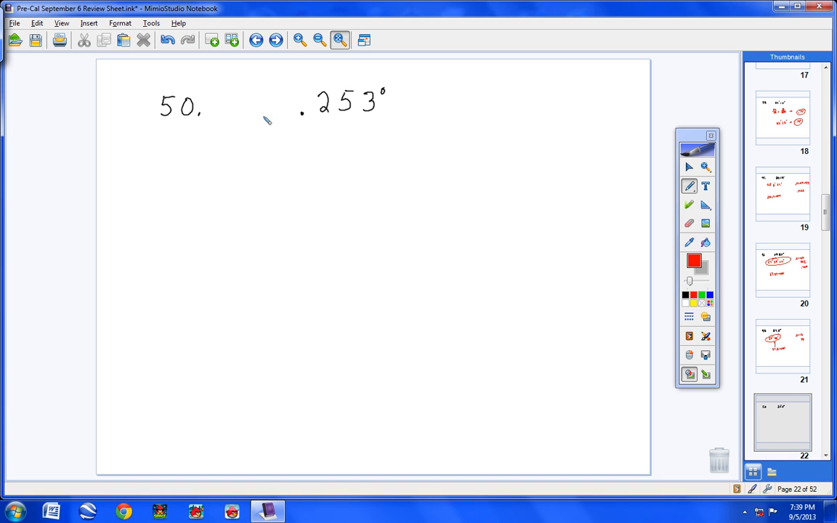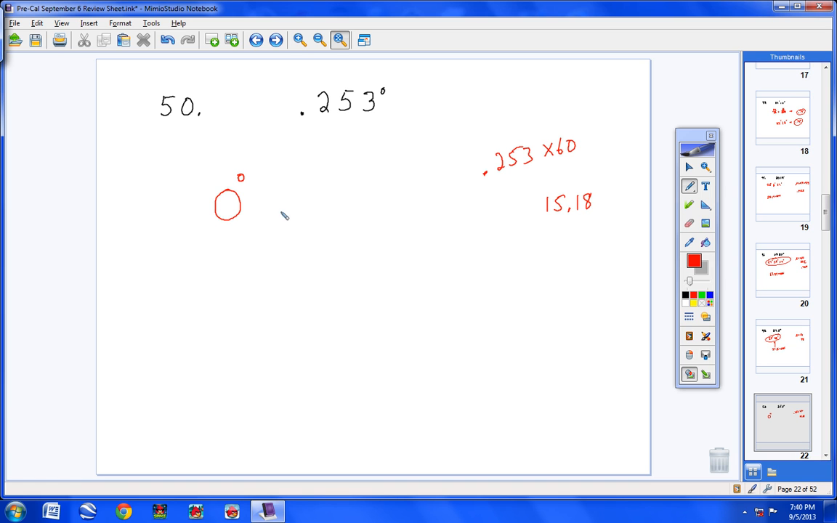Well, now this is interesting. Look, we have 0 degrees. Let me rephrase that. We have no whole number degrees. So I'm going to go ahead and put 0 degrees, and then I'm going to take 0.253 times 60 off to the side, okay? And when you do that, you're going to get 15.18, okay?